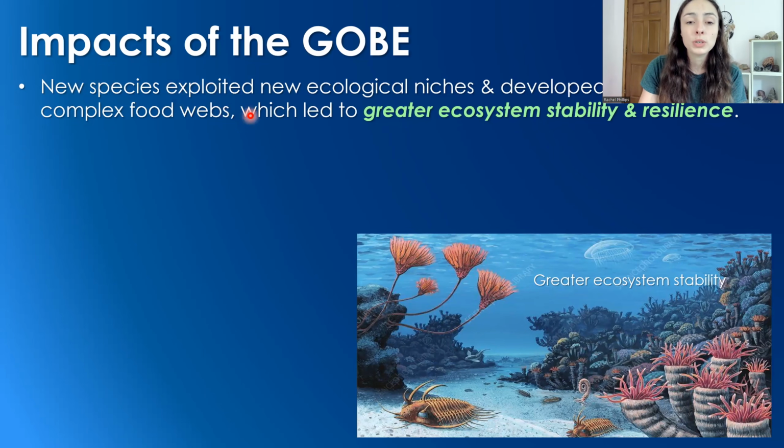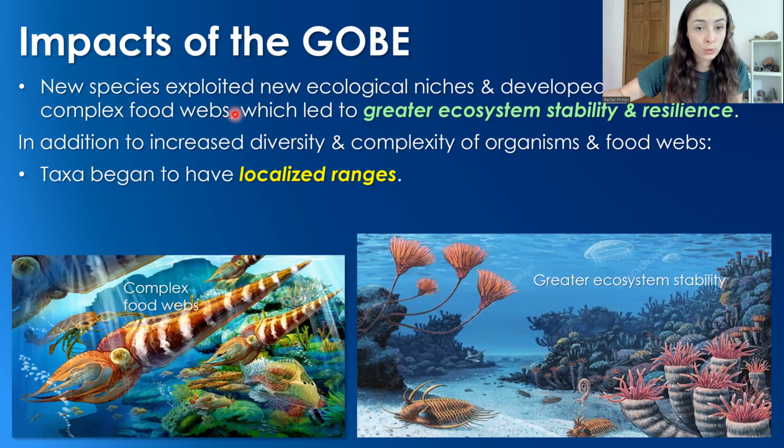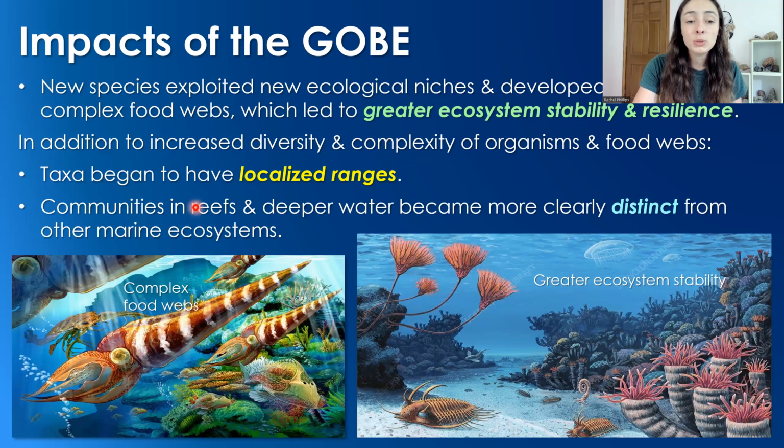As new species exploited new ecological niches, this caused the development of complex food webs, which led to greater ecosystem stability and resilience. And with this increased diversity and complexity of organisms and food webs also came greater specialization, like taxa began to have more localized ranges, and communities in reefs and deep water communities began to be more clearly distinct from other marine ecosystems. So these organisms began to be a little bit more specialized, and ecosystems began to be more specialized. And so things just overall became more diverse depending on the ecological niche.